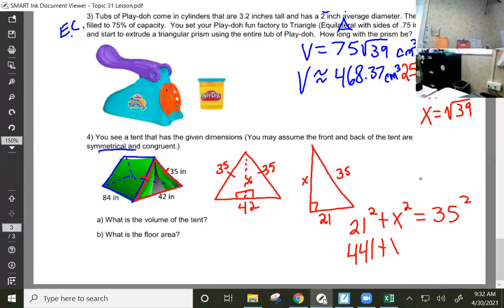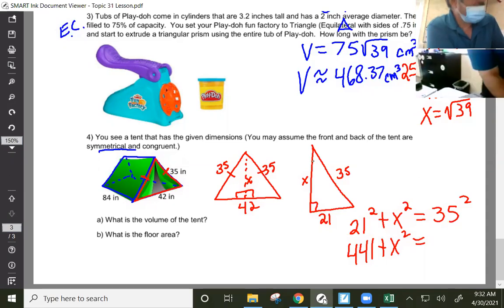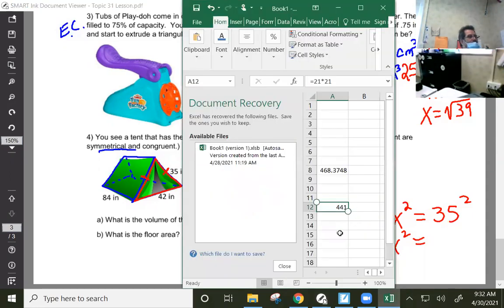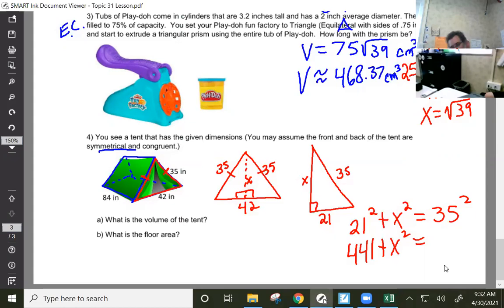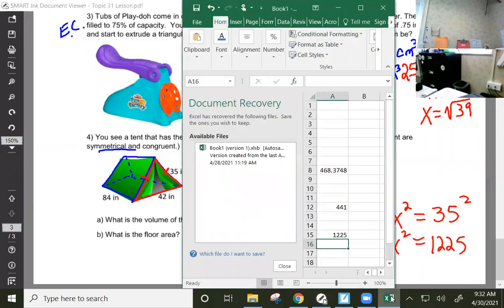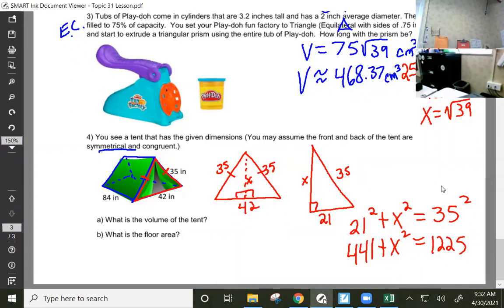All right, plus x squared equals 35 times 35. I'm not going to do any mental tricks here, but it's about 1,000. 35 times 35. I should just bring one of my calculators. 1225. And then subtract the 441 from both sides.